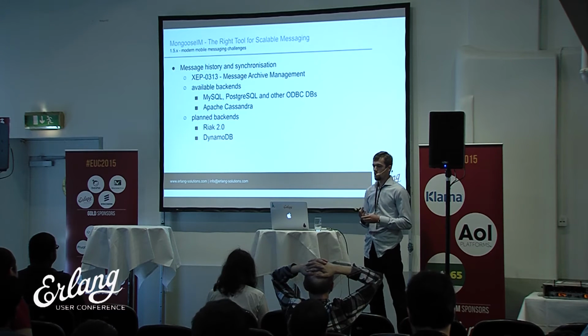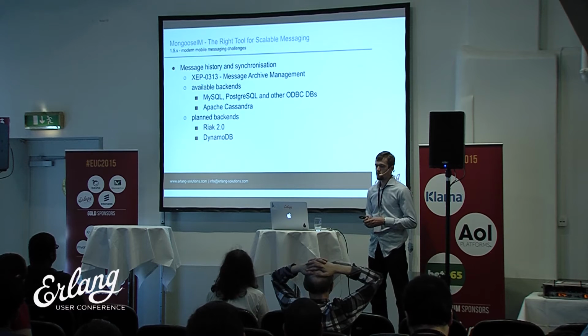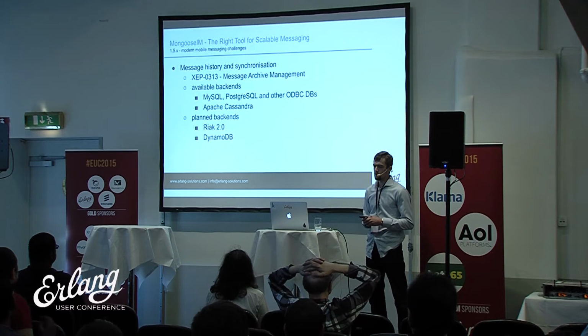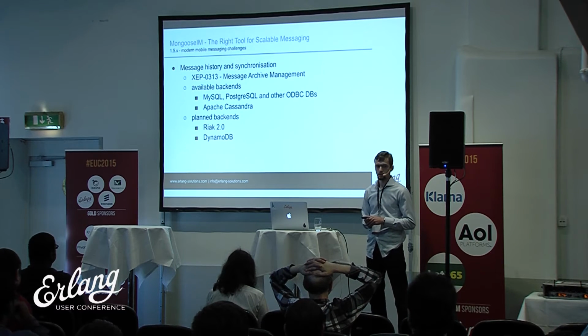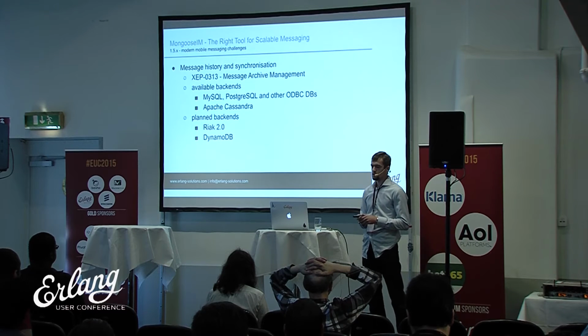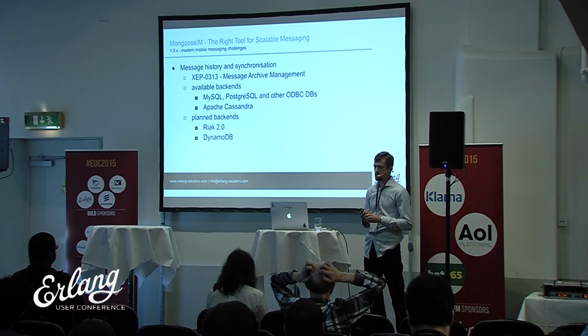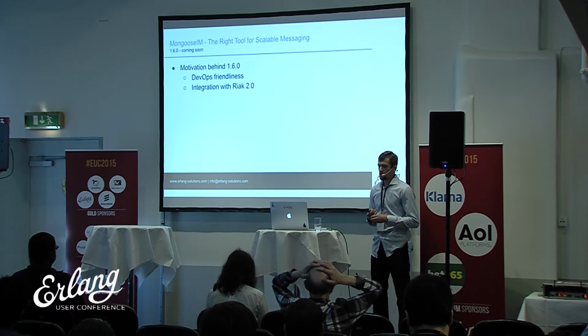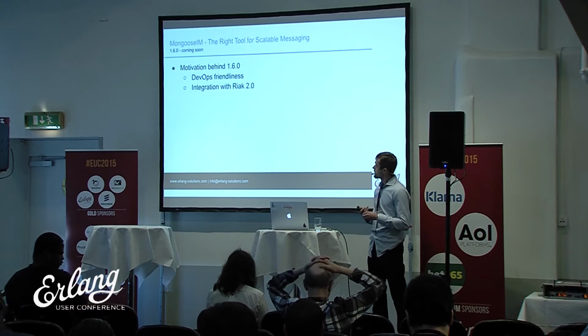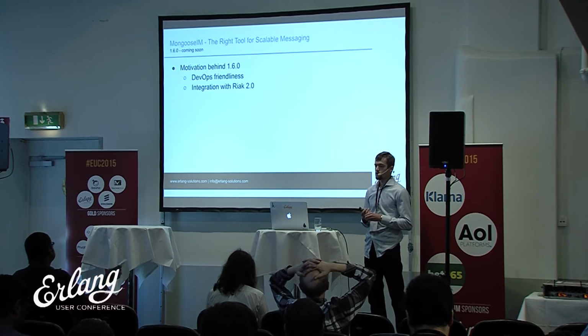And currently, MongooseIM provides backends for archives in MySQL, Postgres, and other relational databases. And also, we have a backend for Apache Cassandra. We are going to support Riak 2.0 in the next release, and sometime later we will add the backend for DynamoDB. And that would be the quick story about 1.5.